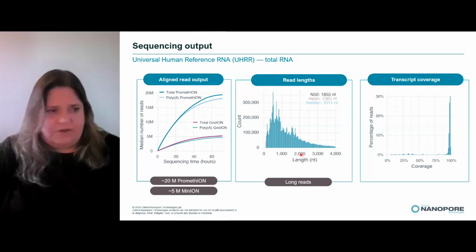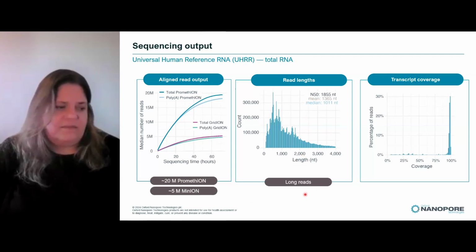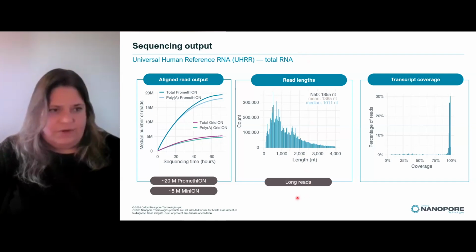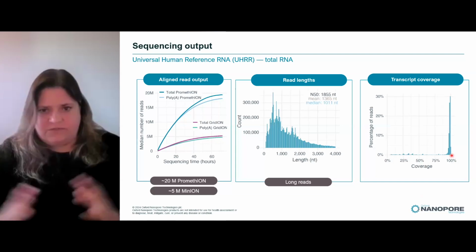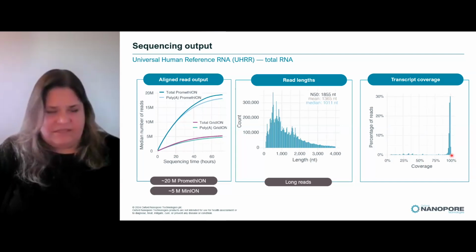Read lengths are good. Again, it comes down to how your RNA is extracted, but for this human representation, we get very good long reads, a median of about 1 kb, which is what you would expect with human. Read N50, which is an Oxford Nanopore way of looking at things, is over 1800 nucleotides, which is very good. And then when we look at transcript coverage, we see that the majority of them are at least 100% as far as full length. So that is exactly what we want.